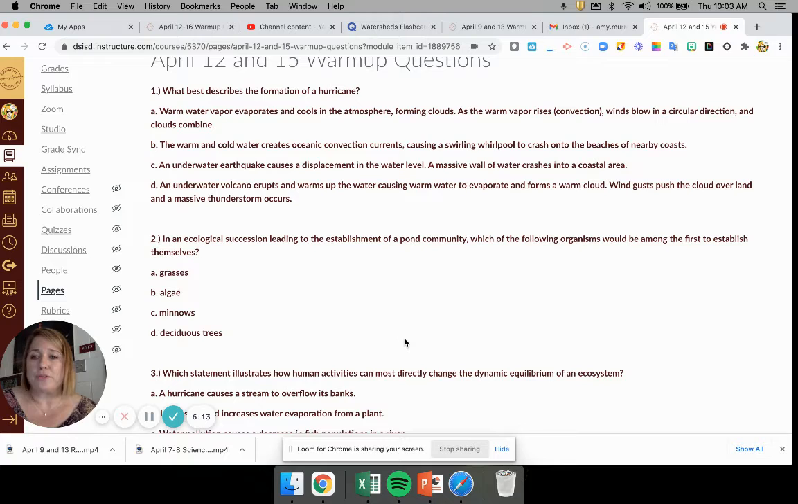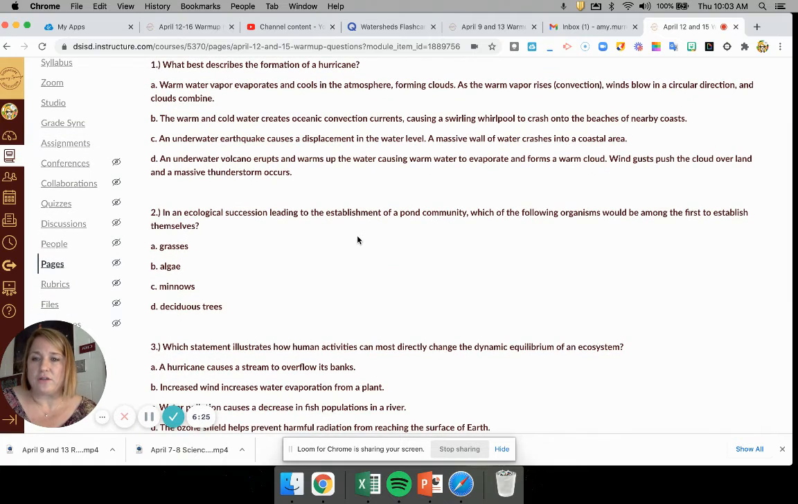So A. Number 2, in an ecological succession leading to the establishment of a pond community, which of the following organisms would be among the first to establish themselves? So the pond community, that's going to be the producer, the simple producer. So that would be algae. As soon as algae's there, then the other organisms will come in. So they're like the pioneer species for an aquatic secondary ecological succession environment.